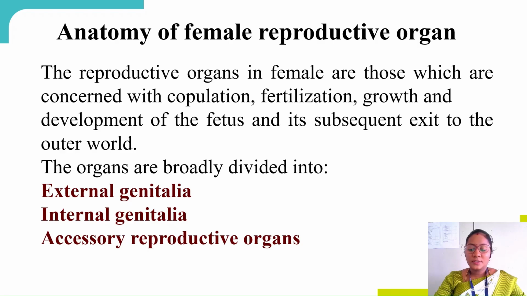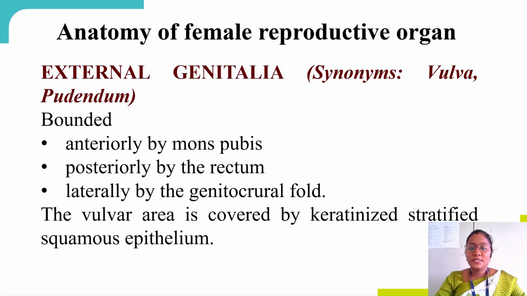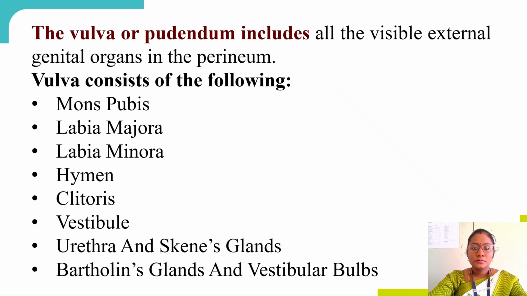So first we will start to discuss the external genitalia. So external genitalia is also known as the vulva or pudendum. So it is bounded anteriorly by the mons pubis, posteriorly by the rectum and laterally by the genitocrural fold. So the vulva or pudendum includes all the visible external genital organs in the perineum. So that border is covered anteriorly by the mons pubis, posteriorly by the rectum and laterally by the genitocrural fold.